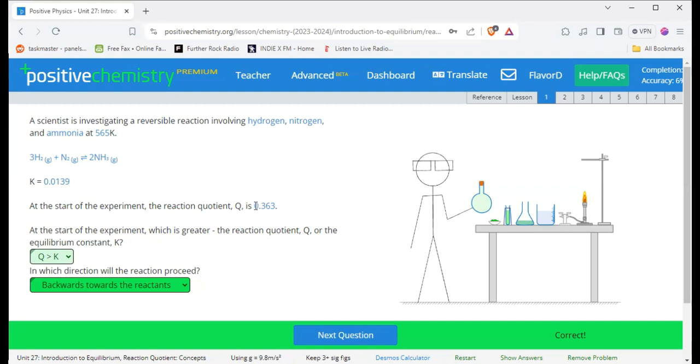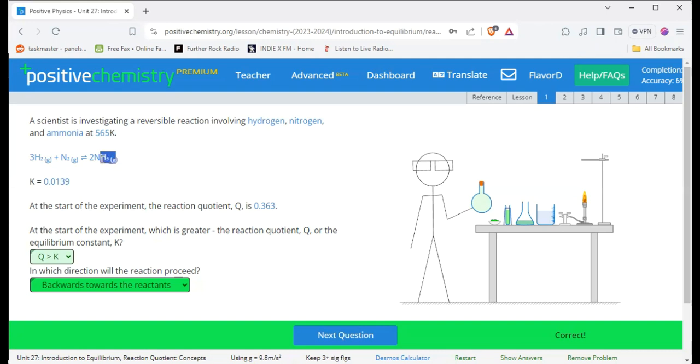So let's just say at the moment that we know the Q value is 0.363 and K is 0.0139. Q is clearly bigger. How did we get it? Products over reactants to the power of the number in front. This number is too big for the system to be at equilibrium. But the system wants to be at equilibrium. And it's going to get there one way or another, eventually at least. So the number needs to come down, right? Our number is too big.